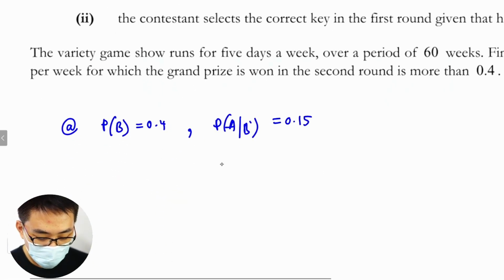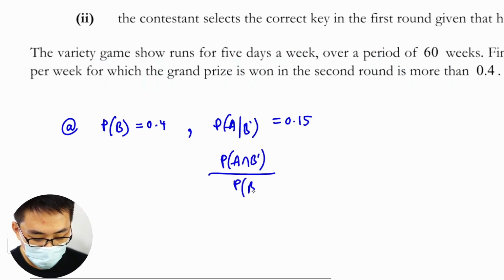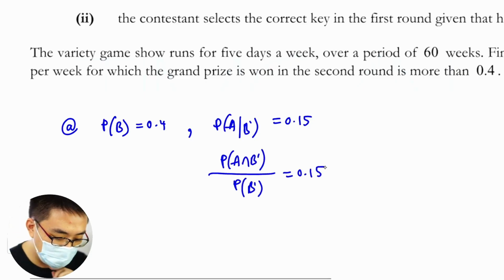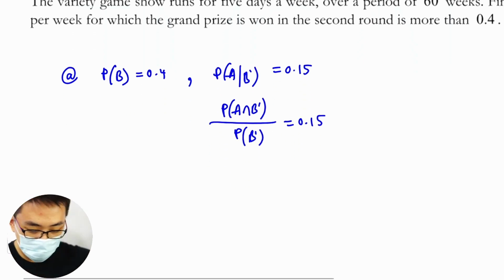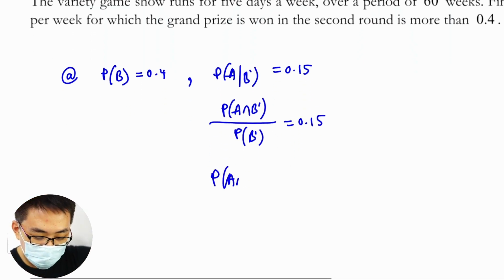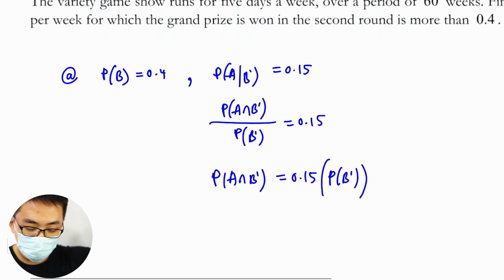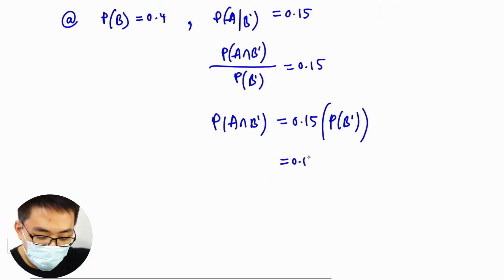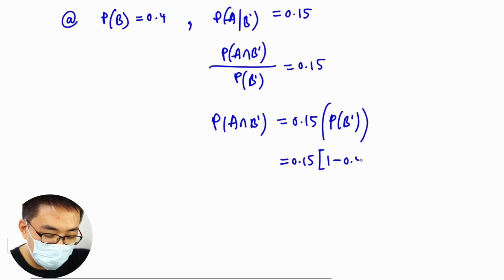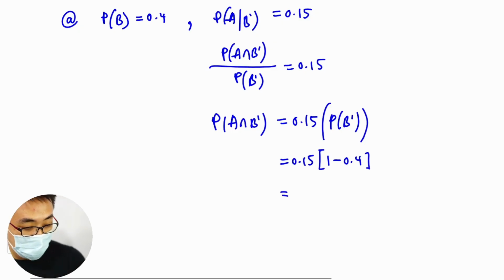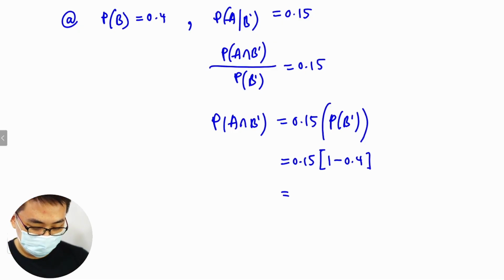So P(A intersect B prime) will be P(A given B prime) times P(B prime), right? Then this is P(A intersect B prime) equals 0.15 times P(B prime). Correct. So this will just be 0.15 times (1 minus 0.4). Key in the calculator. Okay, 0.09.